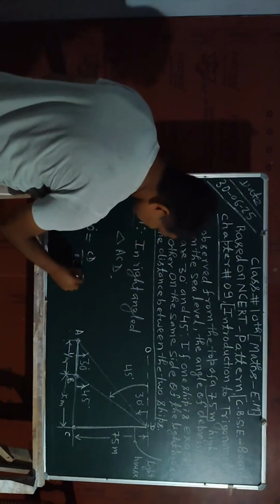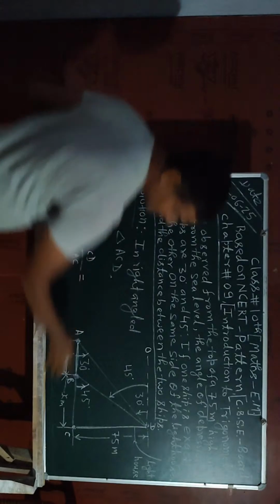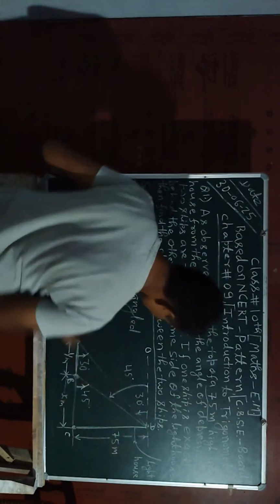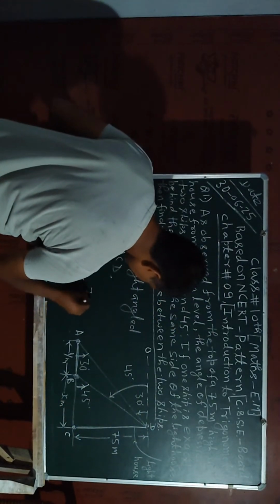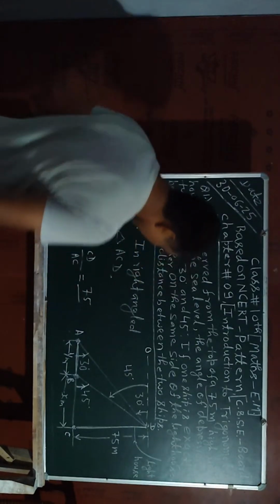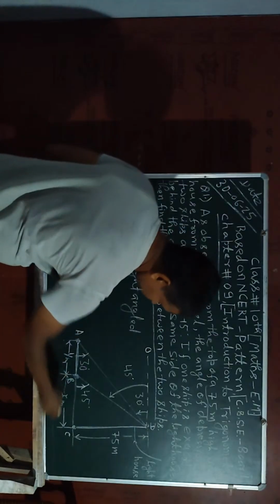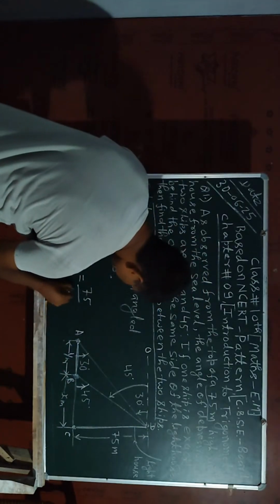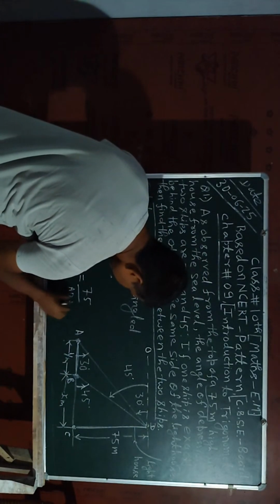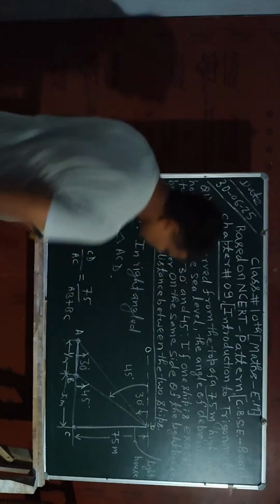Now in other words, I can put the value of CD. The value of CD is given here, 75 meters. So I will put here 75 meters divided by AC. AC I can write as AB plus BC. AB plus BC. Okay, student.